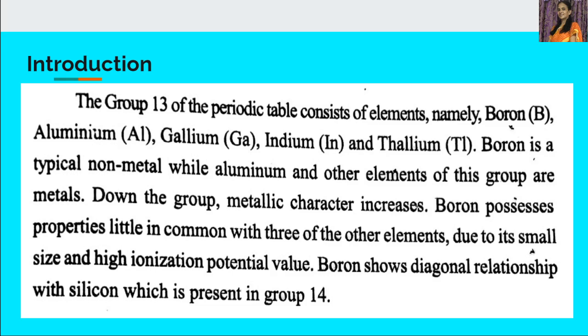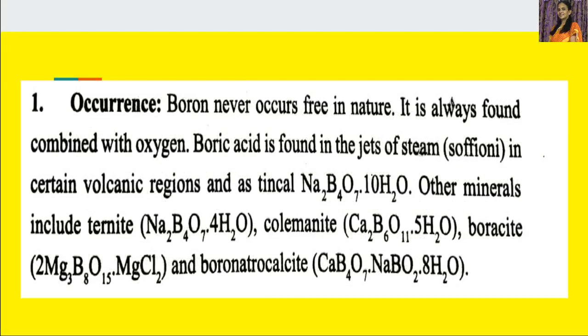Due to its small size and high ionization potential value, boron shows a diagonal relationship with silicon, the second element of the fourth group. Let's discuss the different general characteristics of group 13 elements. Now, the first one is occurrence.